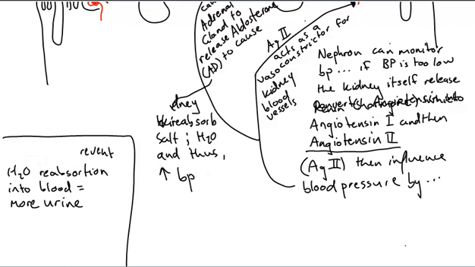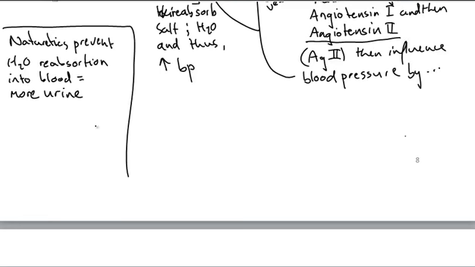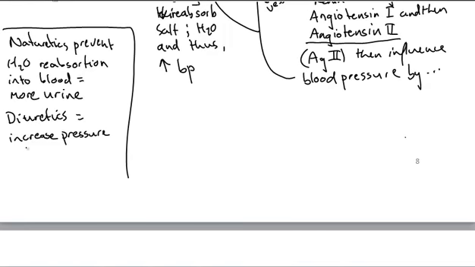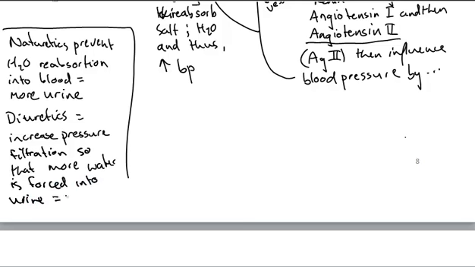So natriuretics prevent that H2O reabsorption into blood, and that equals more urine. And diuretics similarly equal more urine, but they increase pressure filtration. And this is why they're good for getting rid of excess water in the body. Increased pressure filtration, so that more water is forced into urine. Equaling, again, more urine.